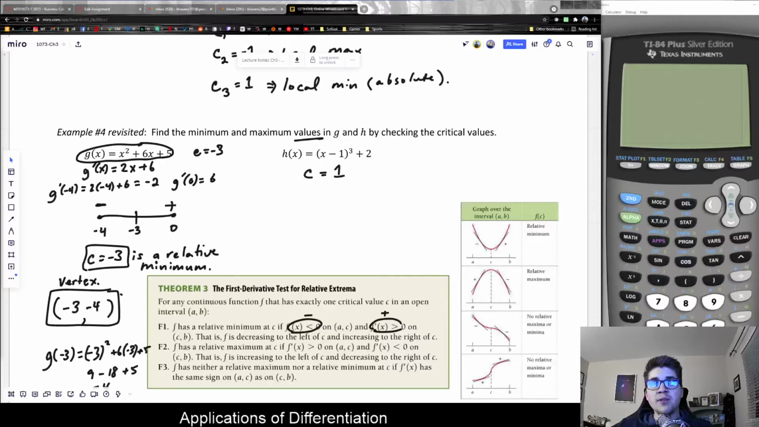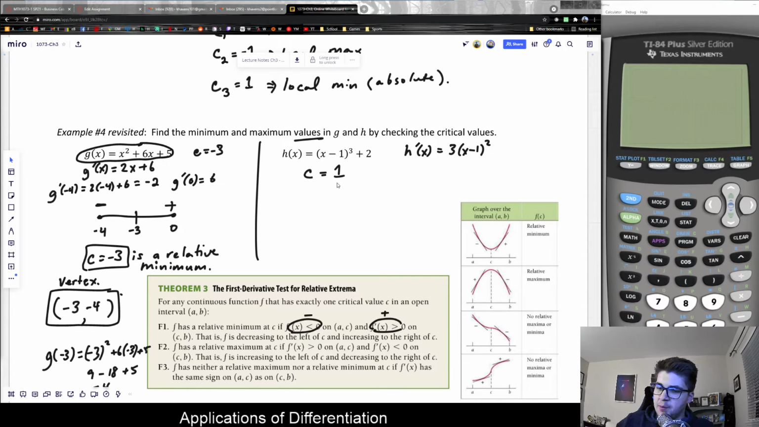In this video, we will do another example of finding minimum and maximum points by the first derivative test. So step one is to find your critical values. For h, we've already done this in a previous example. And the next step would be to pick points to the left and to the right of the curve to figure out if the derivative is positive or negative. And again, to recap, the derivative of this function we did before was 3 times (x minus 1) squared.